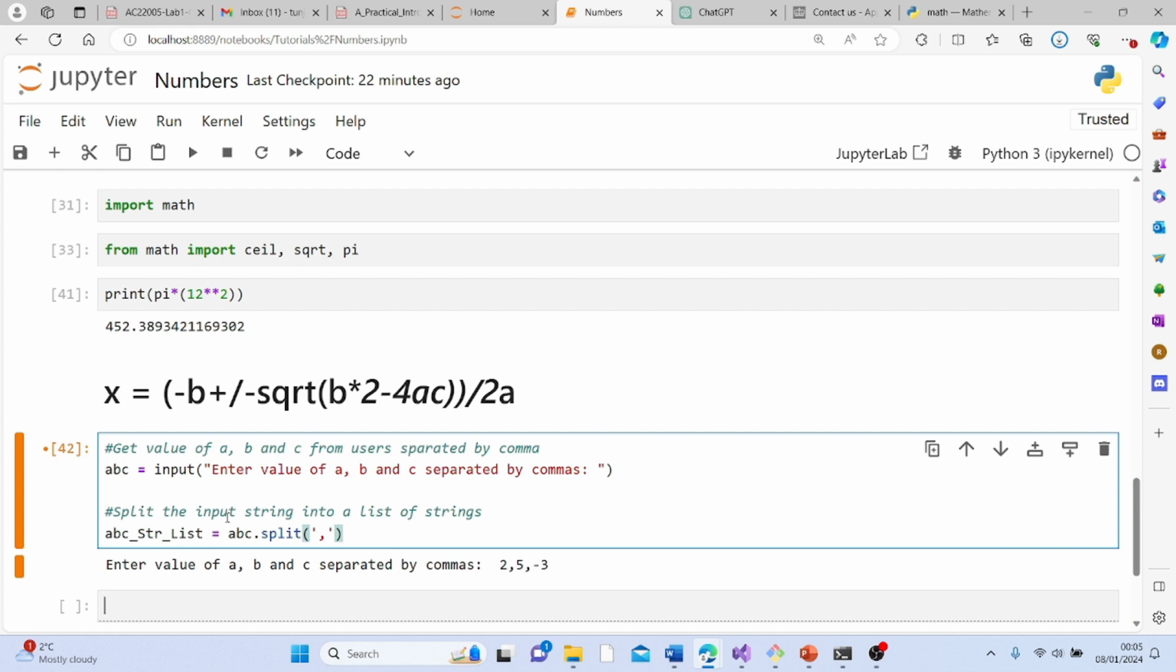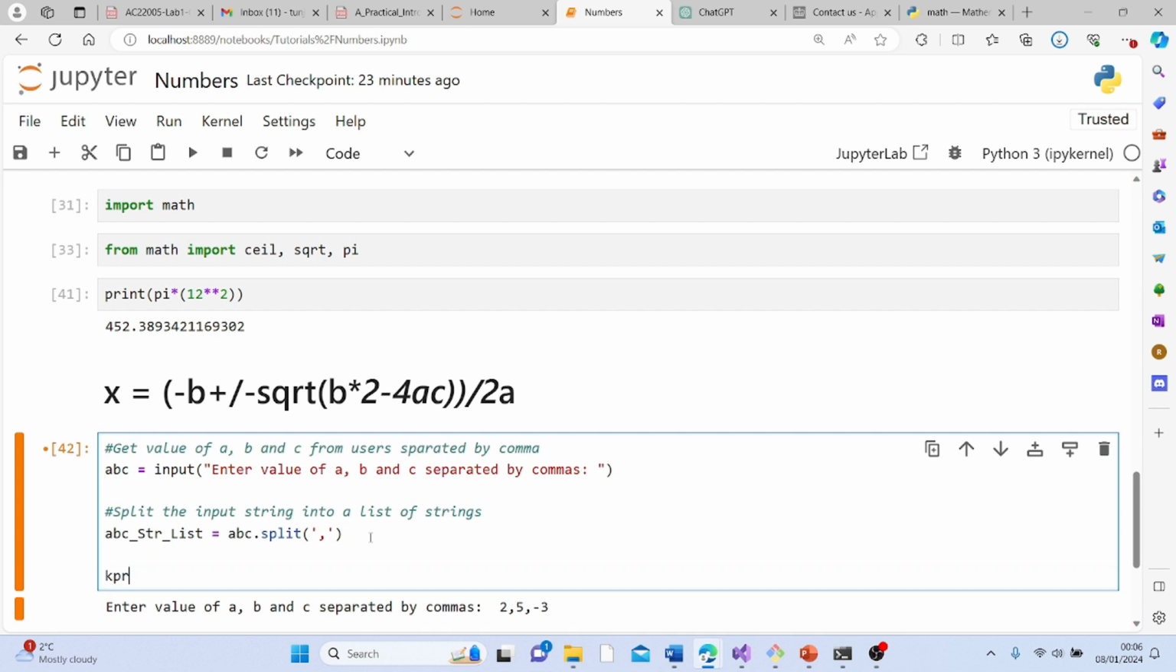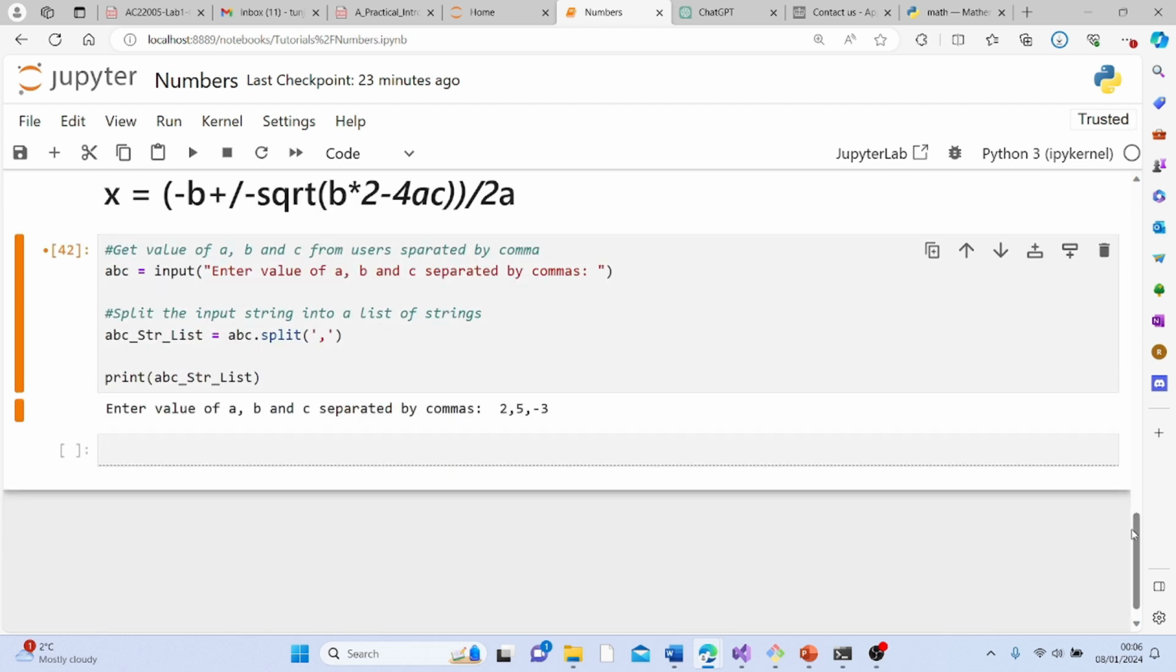So you have seen another thing now. ABC captures the value that the user enters. Then this ABC string list will take the split. The user has entered the values separated by comma. That's why we want it to be split using the comma. Let's print what we have in this list.